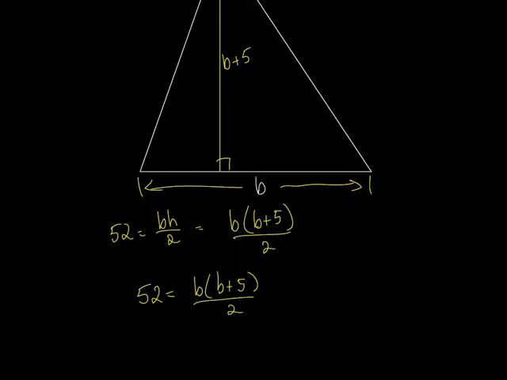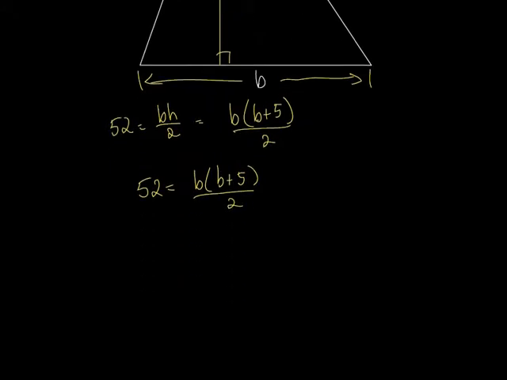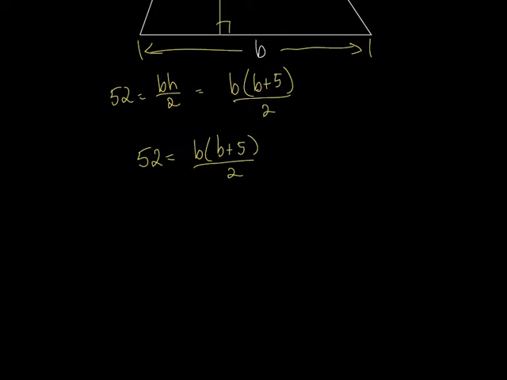Now watch, the math is a little bit more complicated than what you're used to, but it's something you'll definitely have to do in Algebra 2, so let's pay attention. First thing to do, I would get rid of the 2. How do you get rid of the 2? Times it by 2, times that by 2, so that's 104.